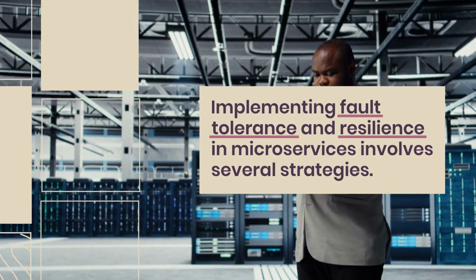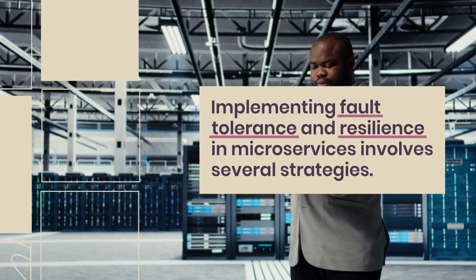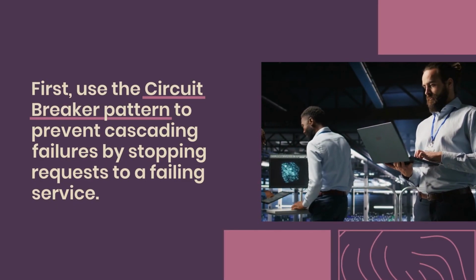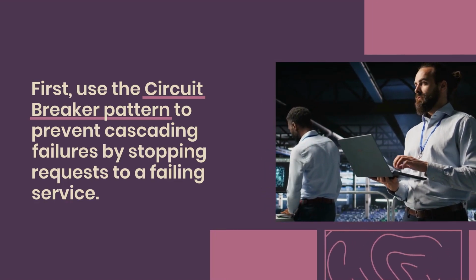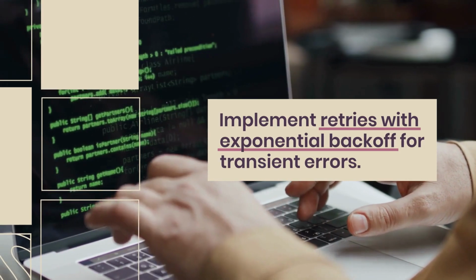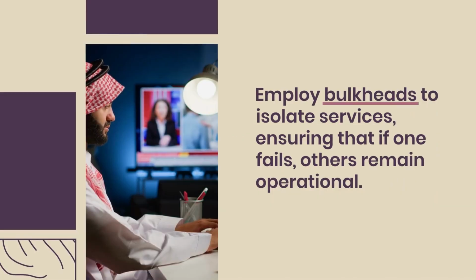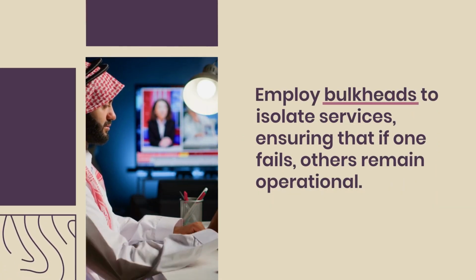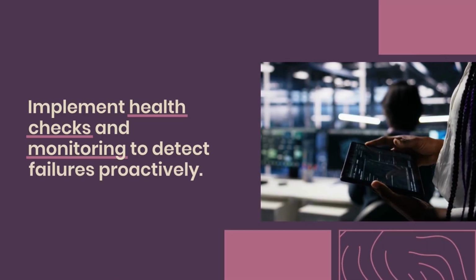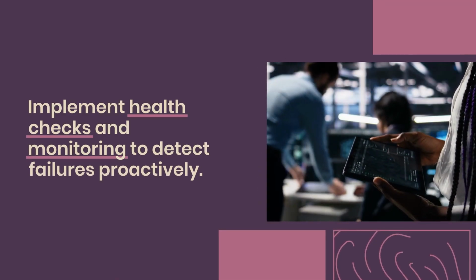Implementing fault tolerance and resilience in microservices involves several strategies. First, use the circuit breaker pattern to prevent cascading failures by stopping requests to a failing service. Implement retries with exponential backoff for transient errors. Employ bulkheads to isolate services, ensuring that if one fails, others remain operational. Implement health checks and monitoring to detect failures proactively.